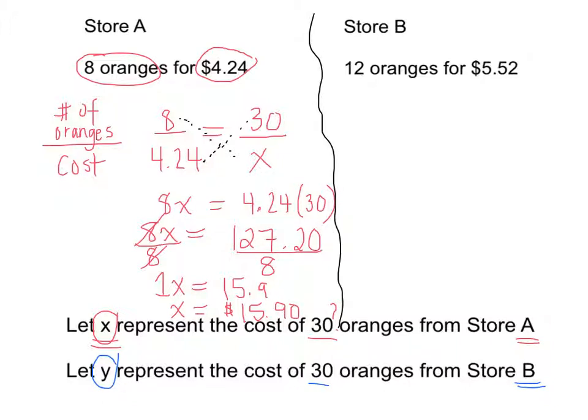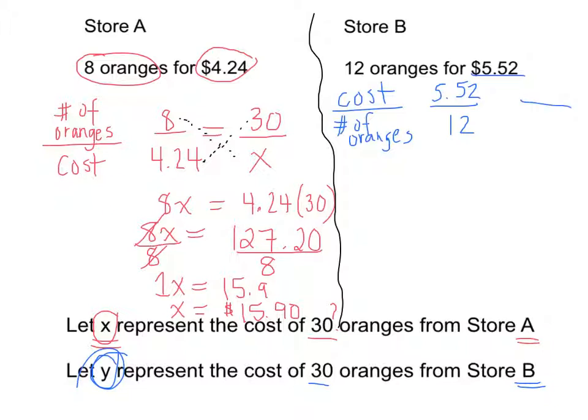Now I need to find the cost of 30 oranges for Store B. So we're going to solve this using the same method, but this time I'm going to write my comparison as cost over number of oranges, just to show you a different way of writing this. The cost is $5.52 for every 12 oranges. Now I need to know the cost for 30 oranges. So our unknown, which is y, is cost. Am I going to write that as the numerator or the denominator? We're going to write it as the numerator, since the numerator is where I represent the cost, and that is our unknown. We do know the number of oranges, which is 30.